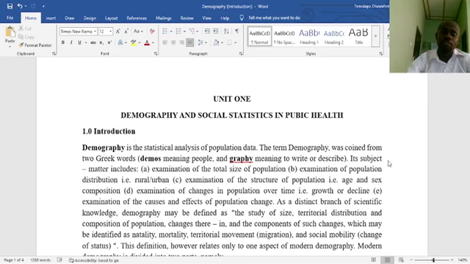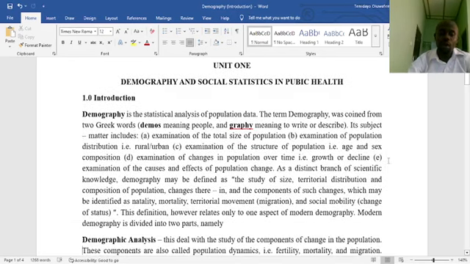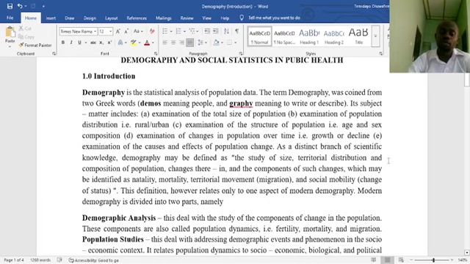Now, as a distinct branch of scientific knowledge, demography may be defined as the study of size, territorial distribution, and composition of population, changes therein, and the components of such changes, which may be identified as natality, mortality, territorial movement, which is migration, and social mobility, change of status. This definition, however, relates only to one aspect of modern demography, and modern demography is divided into two parts, namely demographic analysis and population study.